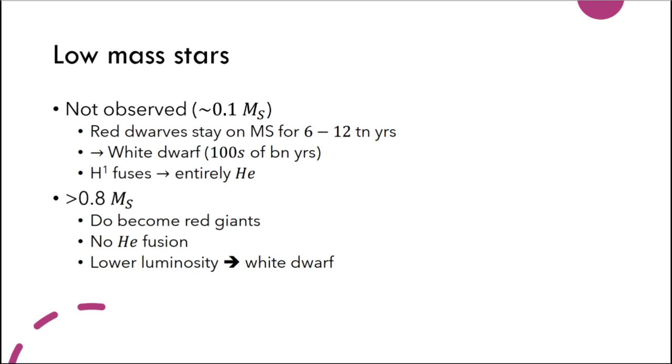And so when stars are greater than 0.8 solar masses, they do become red giants and they increase in temperature and luminosity. So they become brighter. And they don't have a helium core, so there's no helium fusing. And they have a lower luminosity and they eventually turn into white dwarfs.